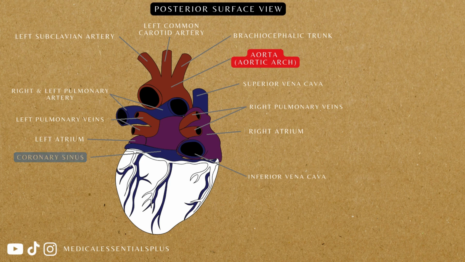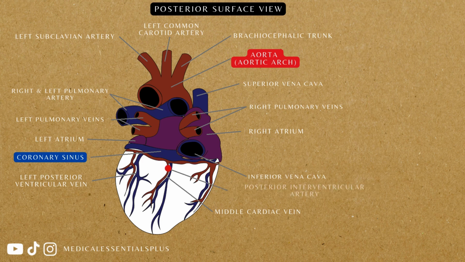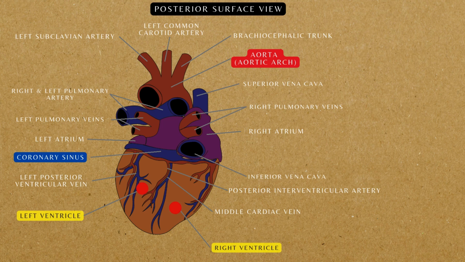Veins observed on the posterior surface include the left posterior ventricular vein and the middle cardiac vein. Here is the posterior interventricular artery, which supplies the posterior heart wall. On the inferior aspect of the heart are the left and right ventricles. And finally, here is the apex.